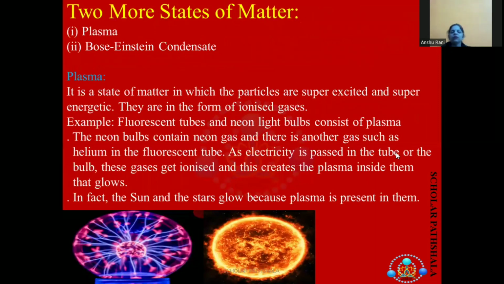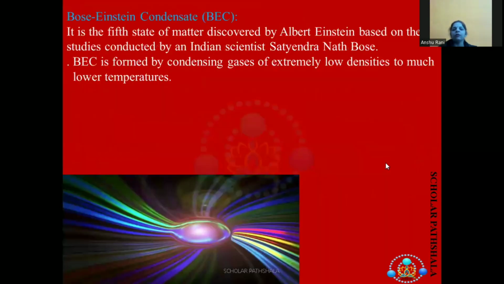Then we have two more states of matter. First is the plasma state. The plasma state is a super excited, super energetic state. What happens is, the noble gases, like neon gas filled inside a tube, as you also studied in the cathode ray experiment, break into ions. When they break into ions, they are present in ionized form inside that tube. When you pass electric current through it, it glows, right? Because the ions present there glow and they contain a plasma inside them. Because of that, this tube light glows. Then we have the Bose-Einstein state. The Bose-Einstein state is the fifth state of matter, and it is formed by condensing of gases with extremely low density at lower temperature. That's all about this chapter. Thank you.